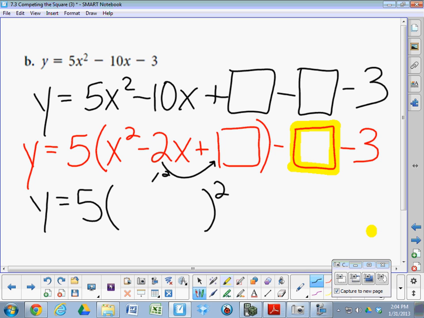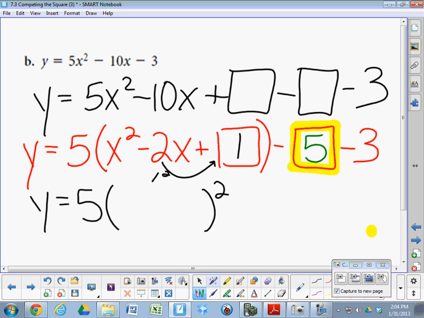1 squared is 1. Here's the mistake. Adding 1, subtracting 1. That blue one is wrong because we didn't really add 1 here. We added 1 times what? 5. So we actually added 5 to the problem, so we need to take away 5 to keep the equation balanced.